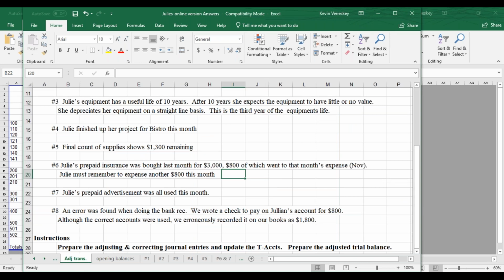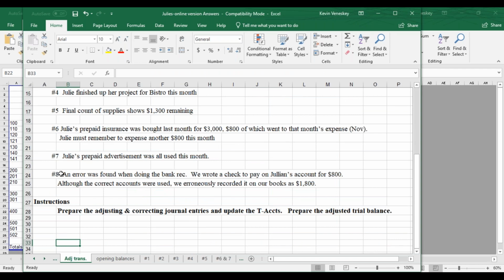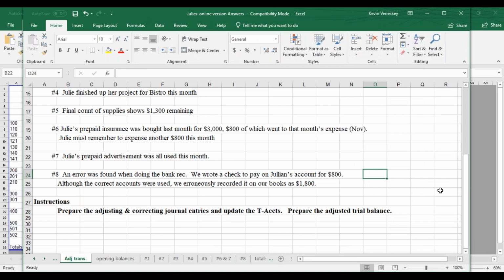Okay, number 8, our last entry, and this is also our other correcting entry. I know that when it tells me here an error was found, we wrote a check for $800 to pay on our Julian account. However, we recorded it as $1,800. So off to the side, and I highly recommend doing this, not on your journal paper, just on this sheet, put in what the incorrect entry was, so we know how to flip it accordingly.